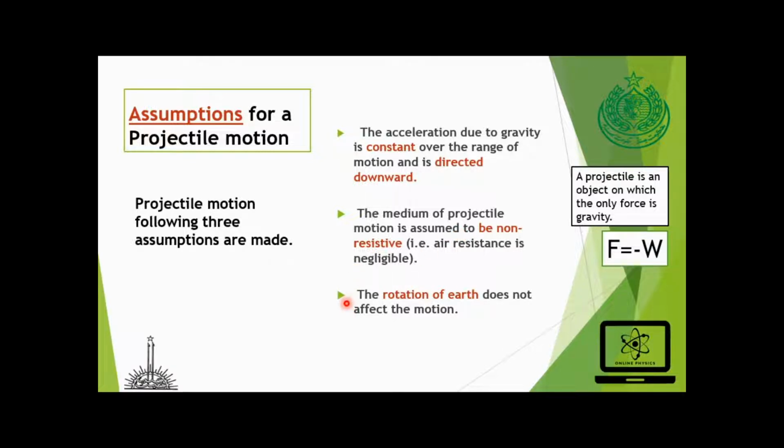And the third one is that the rotation of the Earth does not affect the motion. So the key point to remember: a projectile is an object on which the only force is gravity. It means that F equals minus W, because the force is in the downward direction. So ma equals minus mg, and a becomes minus g, and this is the constant acceleration directed downward.